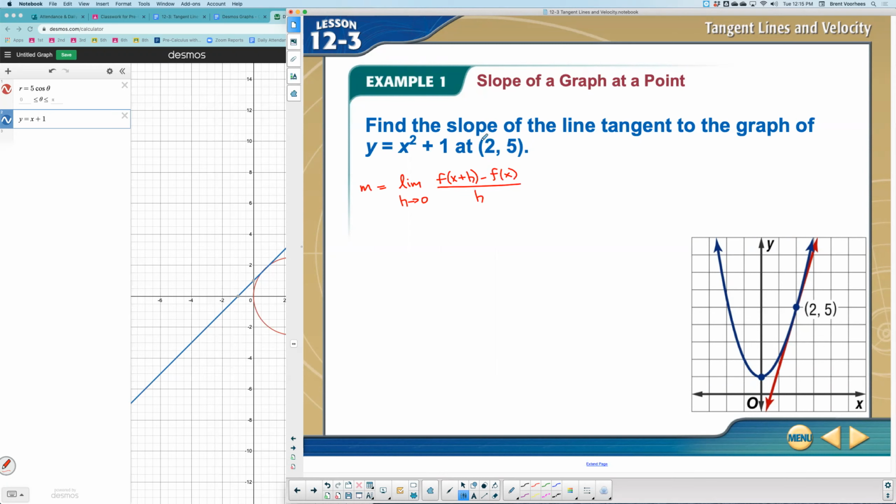So if I want to find this value at 2, that means my x is 2. If you plugged it in, you'll see the y is 5. 2 squared is 4, plus 1 more is 5. What I would do is substitute in the values. So I'm looking for the limit as h approaches 0 of f of 2 plus h minus f of 2, divided by my h, which is ultimately going to be 0 or approach 0.